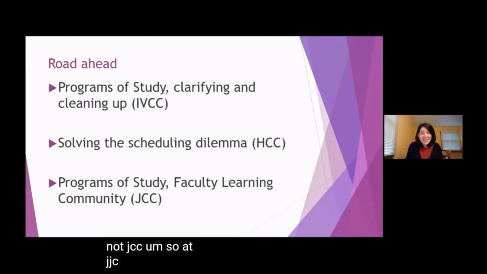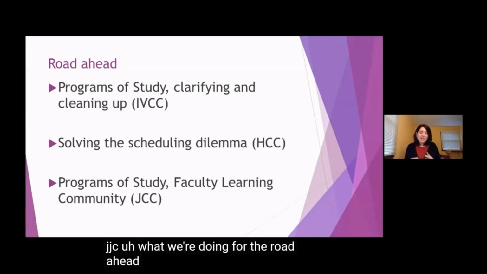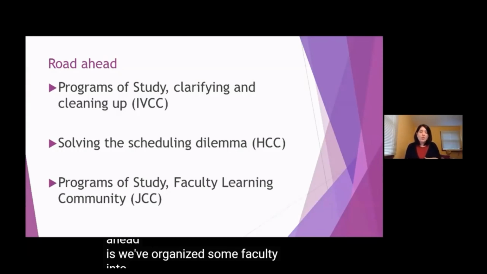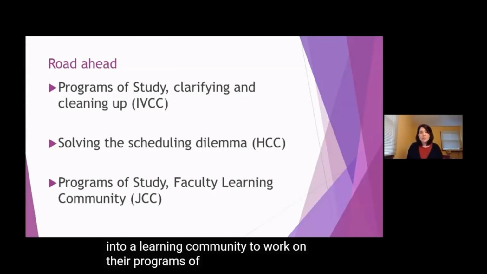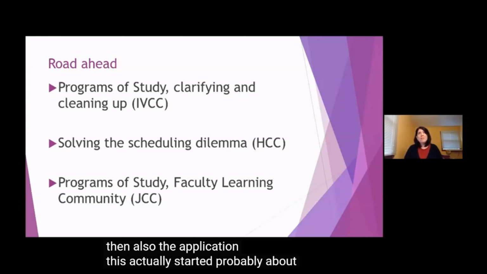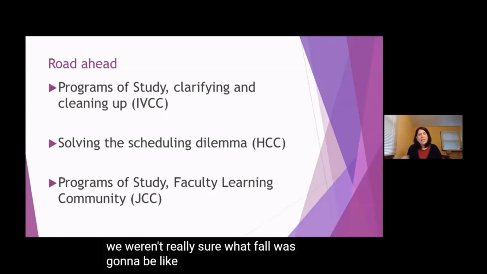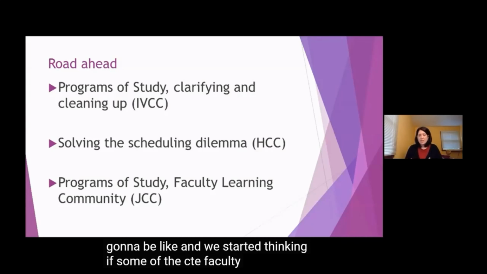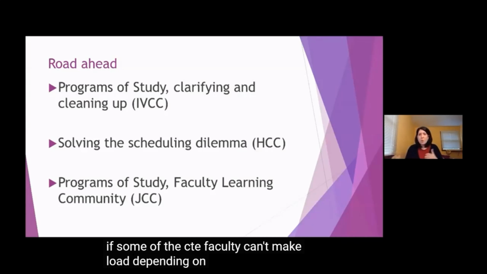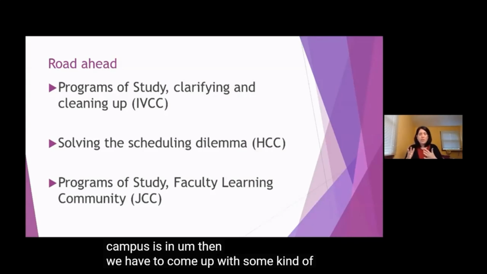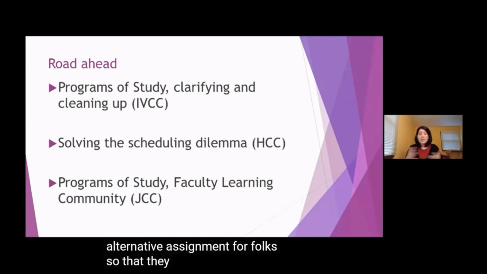So at JJC, what we're doing for the road ahead is we've organized some faculty into a learning community to work on their programs of study, the program of study expectation tool, and also the application. This started about June-ish, when we weren't sure what fall was going to be like. If some of the CTE faculty can't make load, depending on what state our campus is in, we have to come up with some kind of alternative assignment so that they can still get load. And we were talking about doing faculty learning communities.